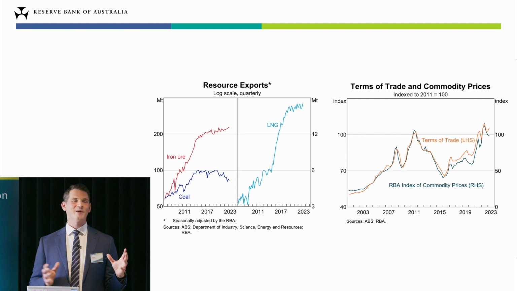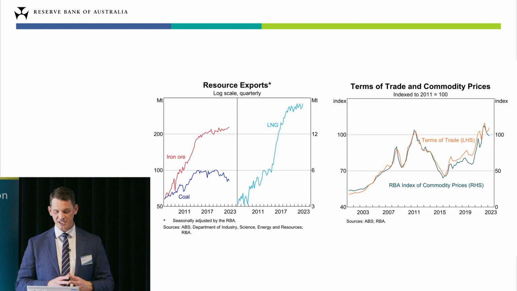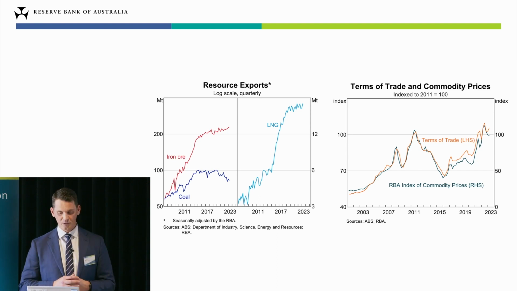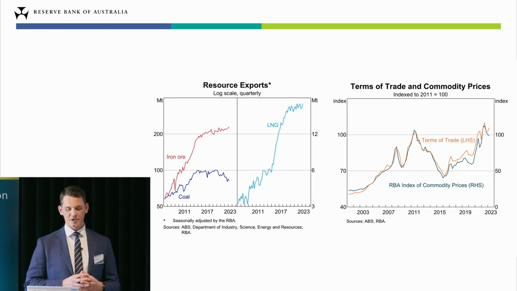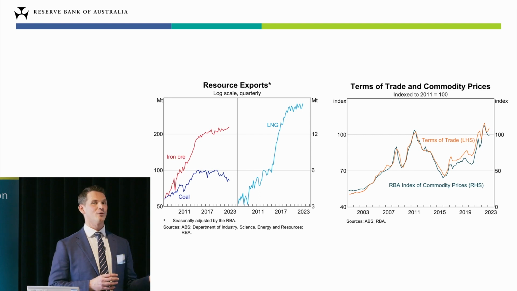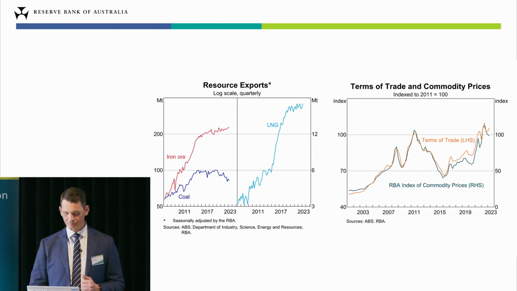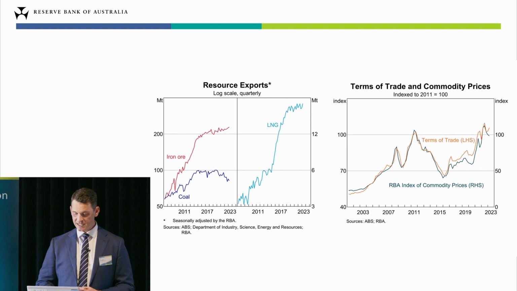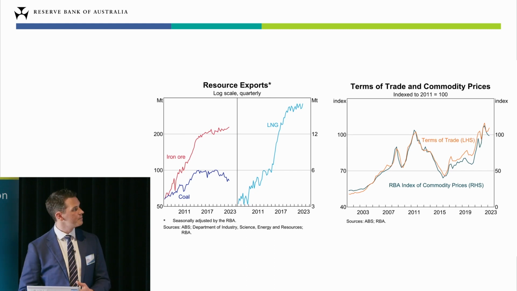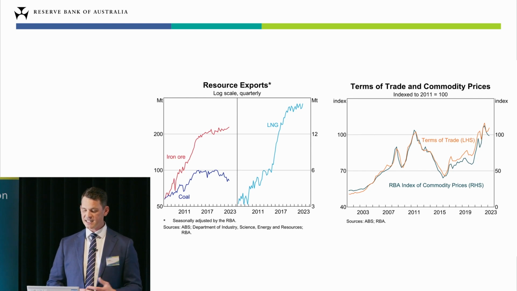And so one thing you'll notice about this graph is that the rate of expansion in the volume of these exports has actually slowed. And the increase in volumes has flattened off a little. But big increases in the prices of these bulk commodity exports have still supported the value of these exports. And you can see this on the chart on the right there. The chart on the right shows the RBA's index of commodity prices and Australia's terms of trade. And so since 2016, commodity prices have risen significantly again.